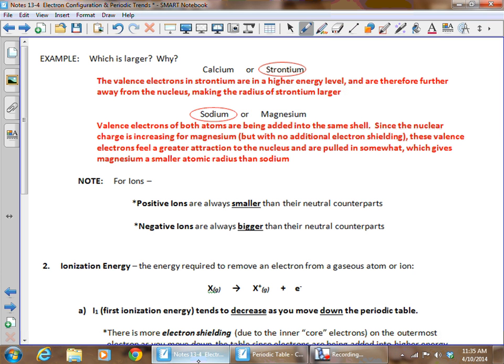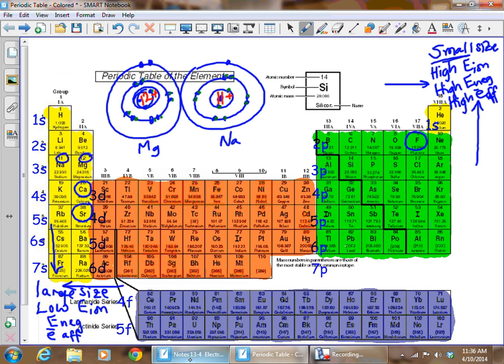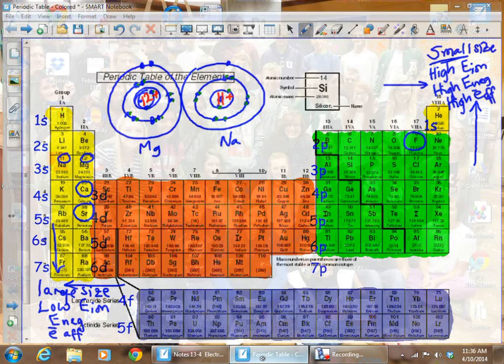Now, if we're looking at the difference between sodium and magnesium, that's what we just talked about. We just talked about the fact that since sodium has one less proton in its nucleus, it has a smaller nuclear charge and therefore doesn't attract its electrons as strongly in that third energy level. So magnesium just sucks its electrons in a little bit and makes it smaller in size.